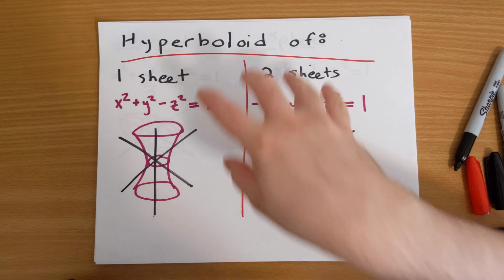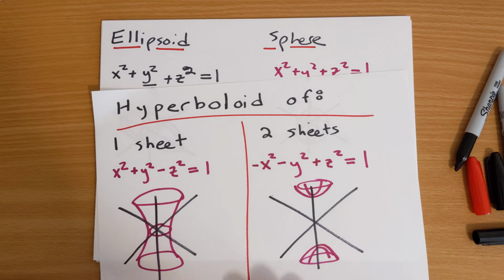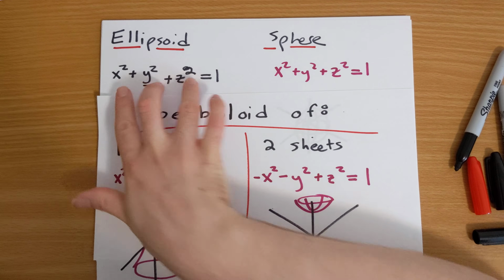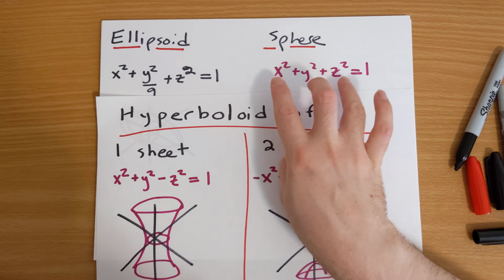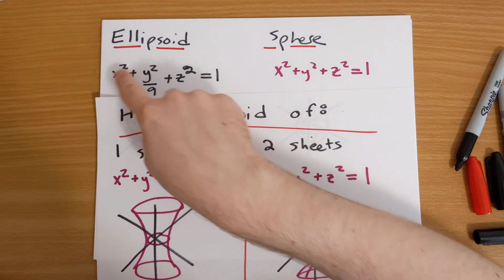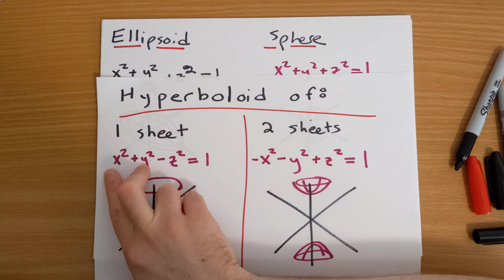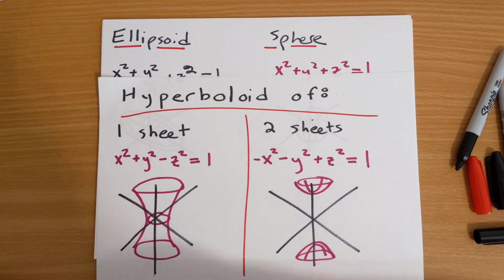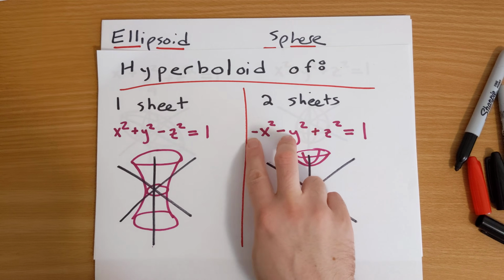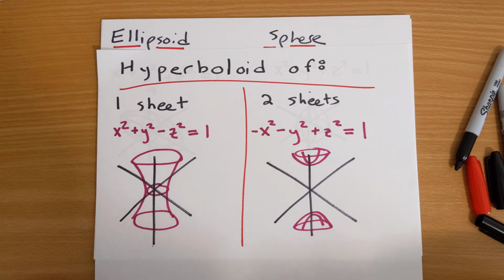The difference between these hyperboloids and this ellipsoid is the number of minus signs. For the ellipsoid, or just looking at a sphere here, all of our signs are positive, 3 plus signs. Now we have 2 plus signs and 1 minus sign here. This gives us a 1-sheet hyperboloid. Here we have 2 minus signs and 1 plus sign. This gives us a 2-sheet hyperboloid.